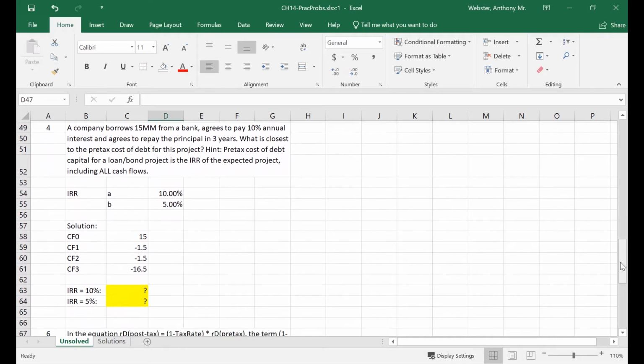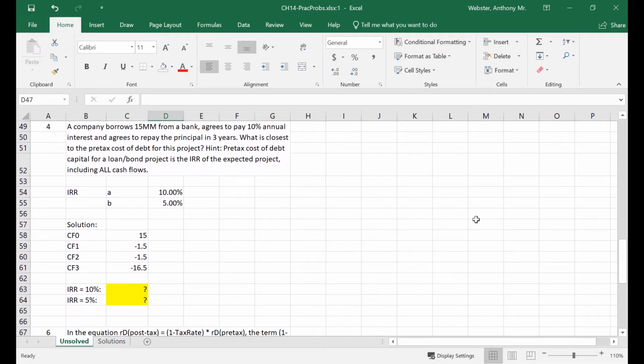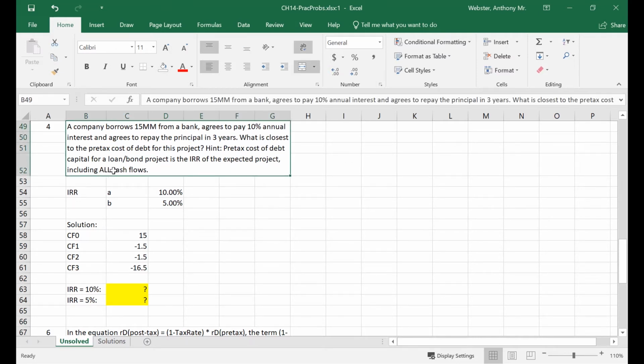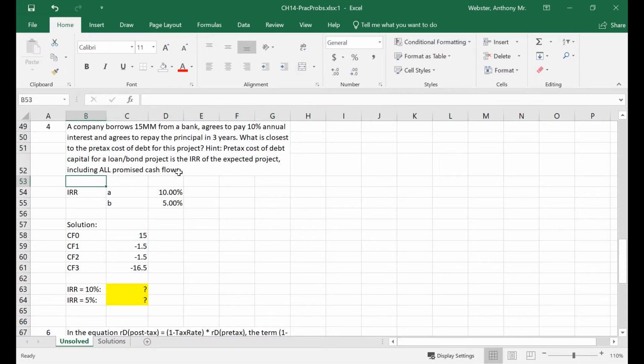Next up, a company borrows 15 million from a bank, agrees to pay 10% annual interest, and agrees to repay the principal in 3 years. Very common loan contract. What is the closest to the pre-tax cost of debt for this project? Hint, the pre-tax cost of debt capital for a loan or bond project is the IRR of the expected project, including all the cash flows, and we could even say in here all the promised cash flows, because we always want to be assuming nothing's going to go wrong when we do this calculation.